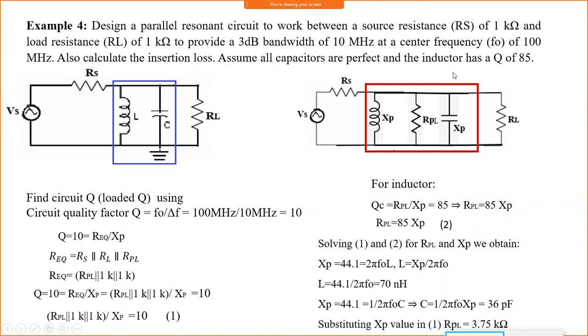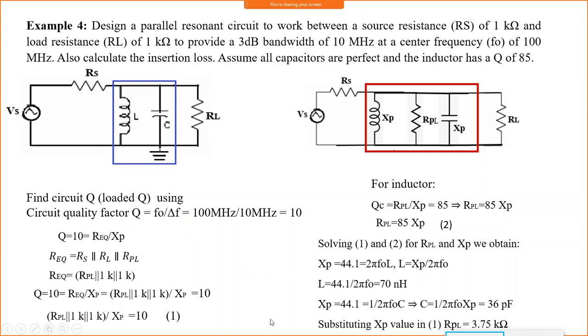Assume all capacitors are perfect and the inductor has a quality factor of 85. This I already gave. So that is the question. Now we will take the design part. Already we did the design, that is the L and C calculation. You got the L and C values in the previous class, to give a resonance at 100 megahertz, with a bandwidth of 10 megahertz.